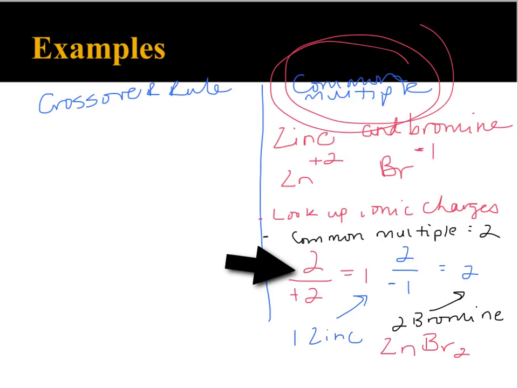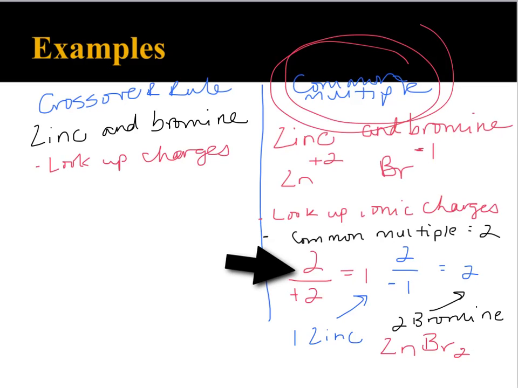So same compound, zinc and bromine. Now, the crossover rule is much more procedural. It doesn't really show how well you understand that charges have to sum to 0, and there are some tricky things with the crossover rule that pop up that don't pop up with the common multiple approach. But again, you start with your periodic table, and you look up the charges.